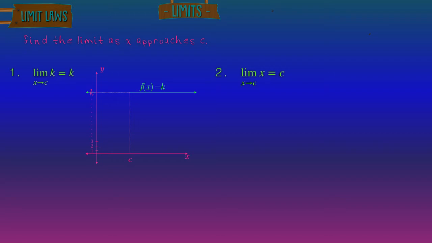Next, we want to find the limit as x approaches c of x, and that's going to be equal to c. So if we look at the line y equals x, that's the function, and we go over to c value, some c value, and go up and over. Since y is equal to x, we're still at c.